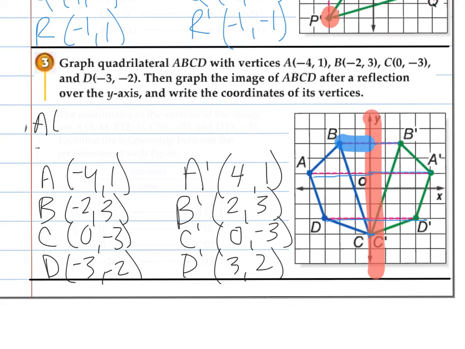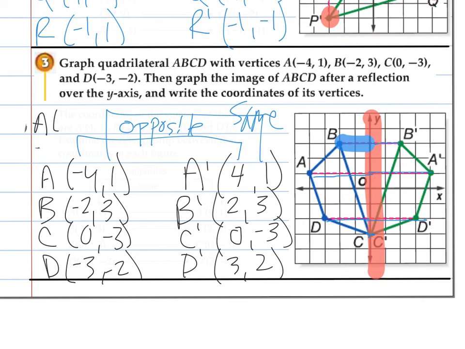Again, we flipped over the y-axis, so we changed our movement left to right, whereas it stayed in position up and down. So you'll see now this time the x-coordinate became its opposite, and our y-coordinate stayed the same. So that's something that you can keep in mind for when you're reflecting over an axis, which coordinate is going to be affected.